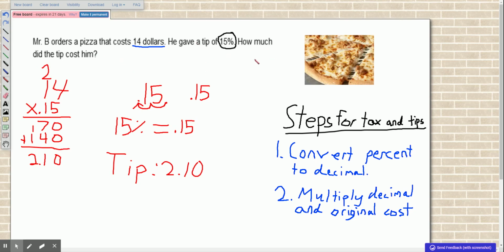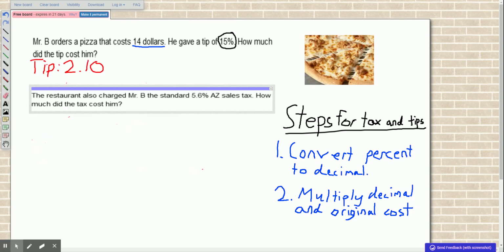Okay. Now, let's look at what we would do if it had us solving for a tax as well. Okay, so I've left our previous answer to the last problem up here. Our tip is $2.10, and we have a new problem down here. It's a problem about the sales tax, and it says that the restaurant also charges Mr. B the standard 5.6% Arizona sales tax. How much did the tax cost him?